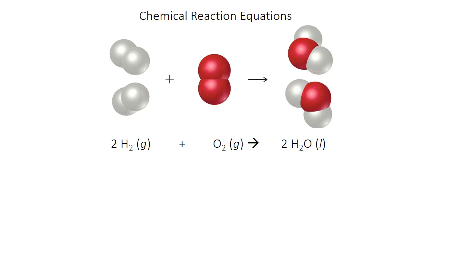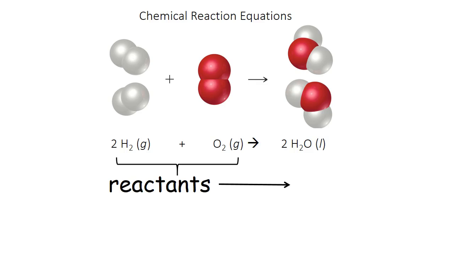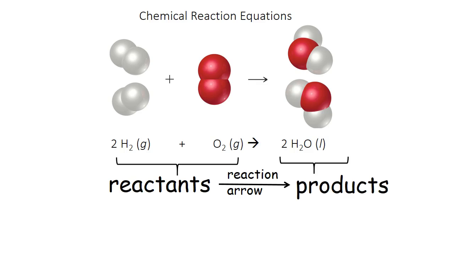In a chemical reaction equation, what's on the left of the arrow are reactants, which react together to form products. The arrow is called a reaction arrow, and on the other side are the products. Now you're always going to have one or more reactants, and you're always going to have one or more products.